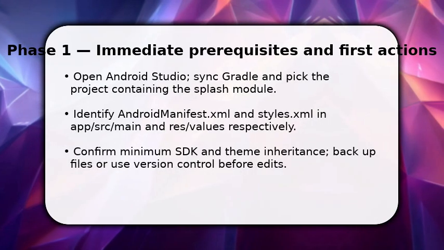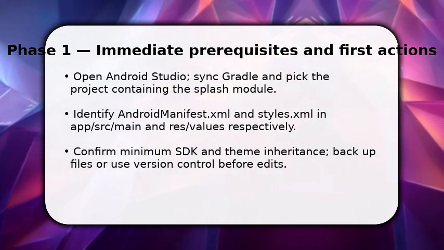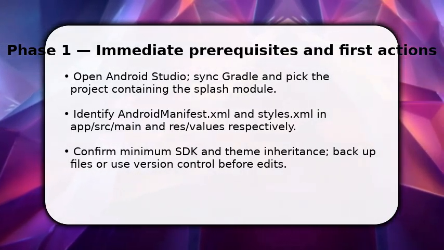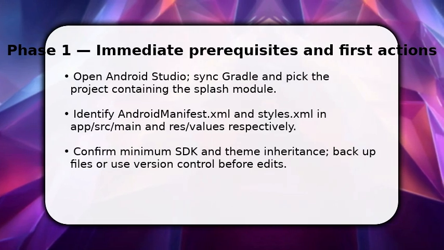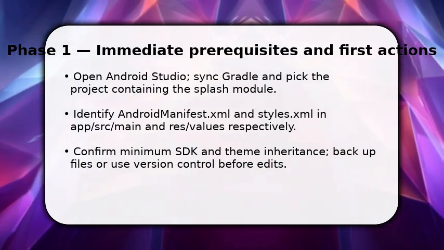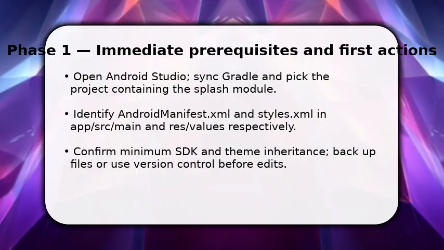This prevents accidental regressions. You need to understand whether the splash is an activity, a theme window background, or a drawable. That determines which file you'll edit. Now move to the manifest to locate the splash activity entry.